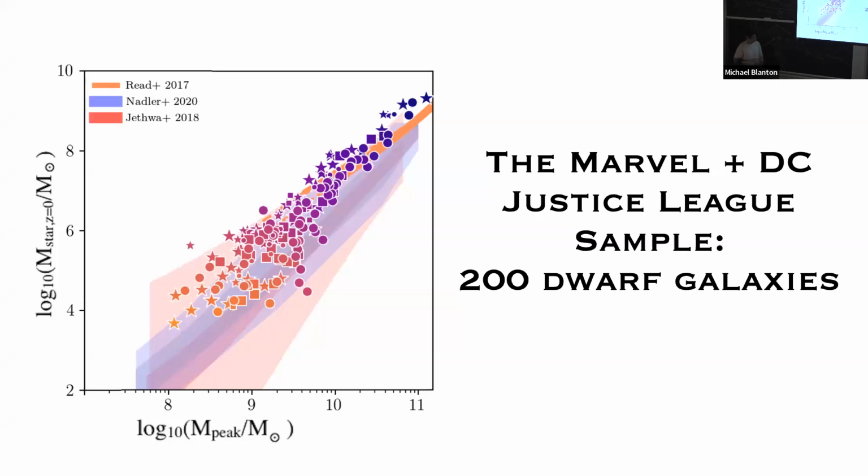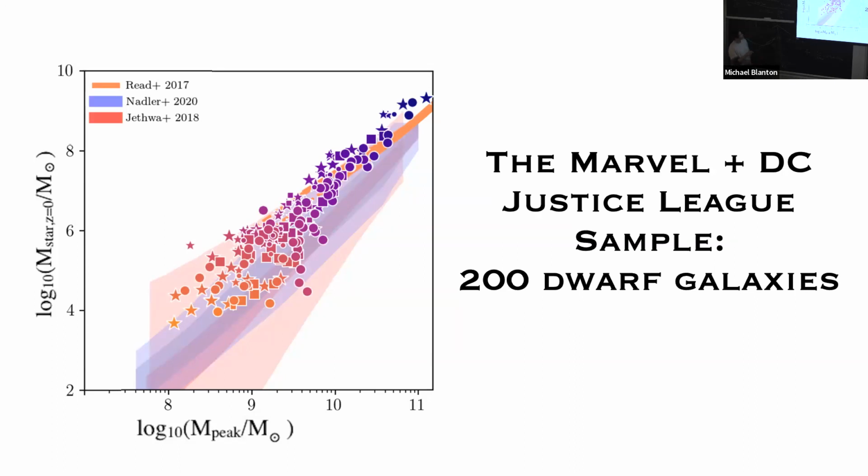So here they all are combined, except for the Magellanic mass galaxies that I just showed you. The Marvel and Justice League dwarfs together yield over 200 dwarf galaxies. This is their stellar mass as a function of their peak halo mass. So many of these, the ones that have stars, are satellites of other galaxies, and so we take their halo mass before they fall into a larger halo and start getting tidally stripped. That gives you the stellar mass to halo mass relationship.